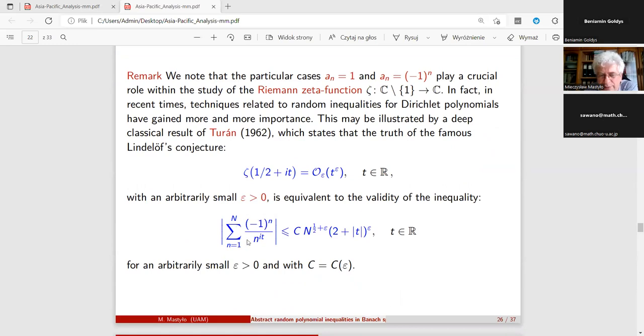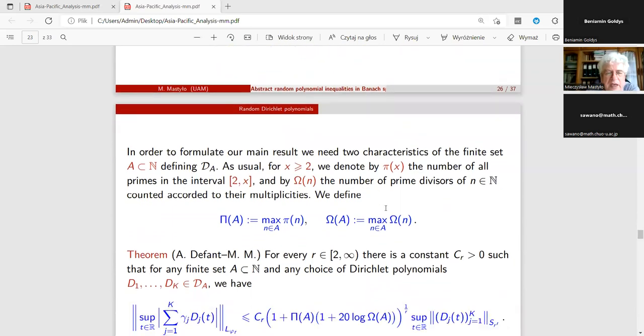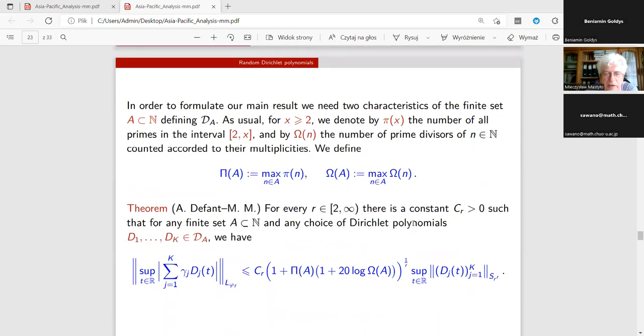So you see, if we prove that the special Dirichlet polynomial with coefficients minus one to the n can be estimated by the following for arbitrarily small epsilon, with a constant which depends on this epsilon, then this is equivalent to the famous Lindelöf conjecture. You can see that this special kind of Dirichlet polynomials has a deep application in number theory. Now to formulate the result, we have a positive integer bigger than two, pi of x the number of prime numbers in this interval, and capital omega of n the number of prime divisors of n, counting according to their multiplicities. We define the parameters capital P of the set A. We are looking for the maximum of prime divisors for n, running over all positive integers from our set, and the same for capital omega of A. So we have the following theorem.